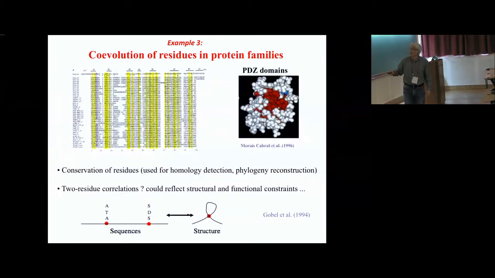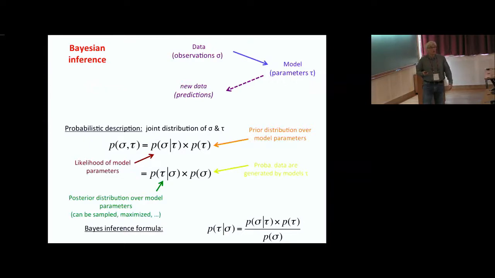Let's say sigma would be this observation here, and tau would be the three-dimensional structure, or maybe also some functional information about the protein. I will come back to that one first. These are all very diverse examples to motivate what I'm going to do. And to come back to what Bayesian inference is, Bayesian inference can actually be summarized very briefly in a couple of lines, and here it is.